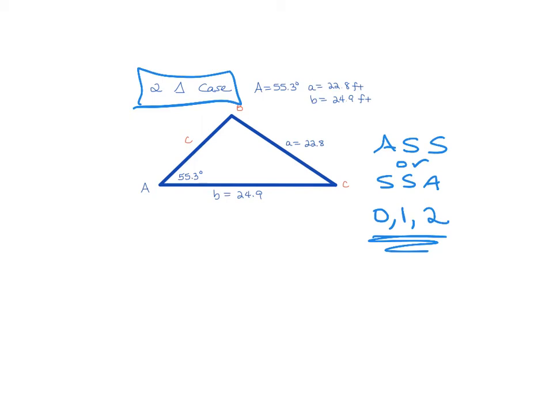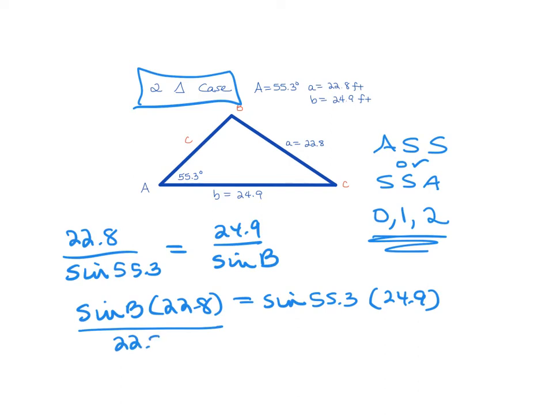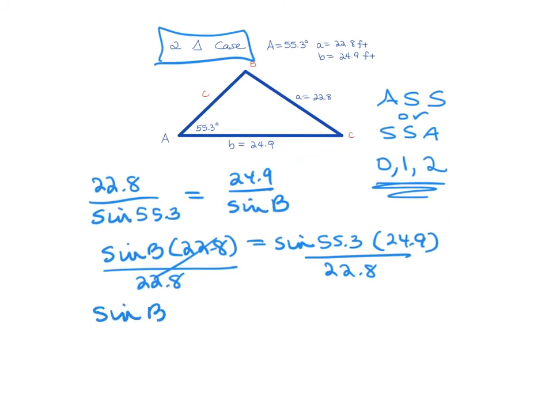So let's go ahead and use our given information. I'm going to do the 22.8 over the sine of 55.3, and then I'm going to look for little b first. So b over the sine of B. My little b was 24.9. Let me take that little b out of there. So 24.9 over the sine of B. Again, we're going to cross multiply. So the sine of B times 22.8 is equal to the sine of 55.3 times 24.9. Divide both sides by 22.8, and the sine of B, after I multiply and divide, I get 0.897.